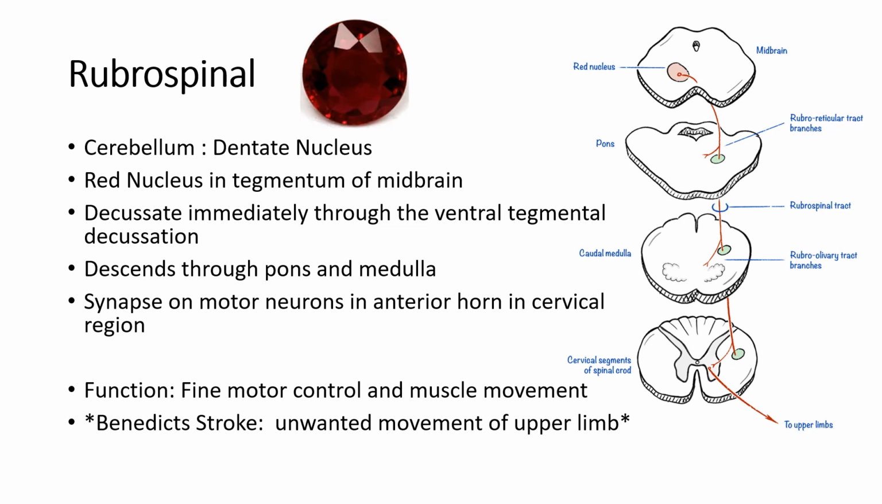So if corticospinal is affected, we're going to see a paralysis of the upper limb, lower limb as well. But if rubrospinal is affected, so if it's a Benedikt stroke, we're going to have unwanted, uncoordinated movements of the upper limb instead of paralysis. That's the differentiation between Weber's stroke, which is the paralysis, and Benedikt stroke, which is the unwanted movement of the upper limb. Both are going to affect cranial nerve 3 as well, though.